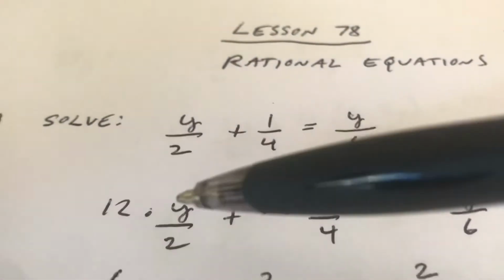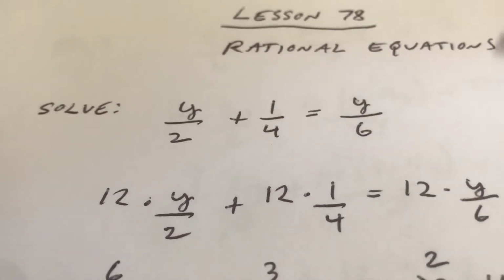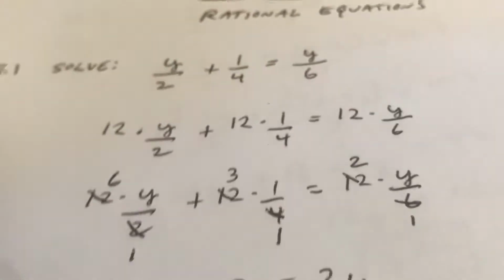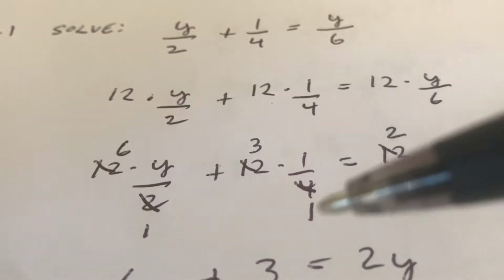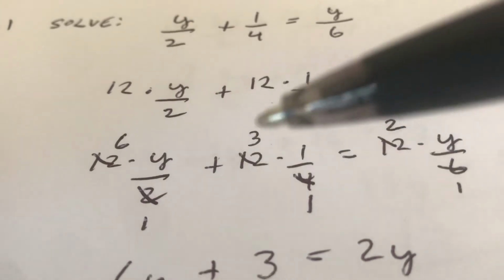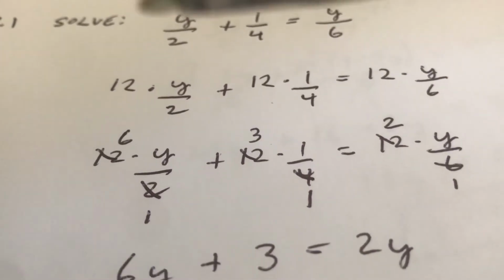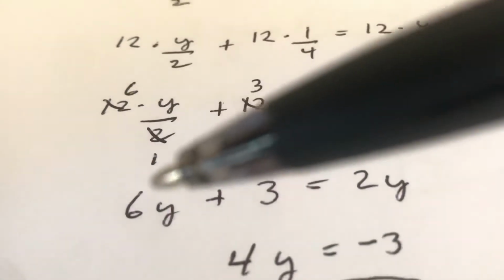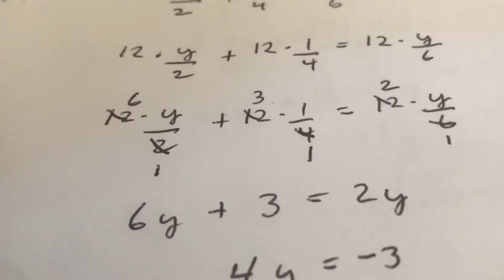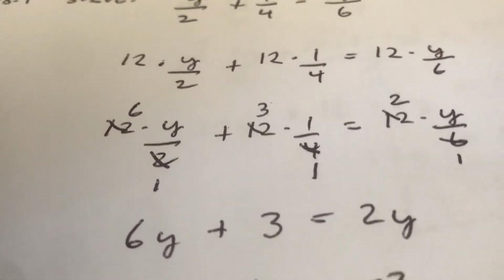So what I do is I multiply each term by 12. And then what happens is I can cancel. 2 goes in 6 times, 4 goes in 3 times, 6 goes in once, so I cancel. And when the denominator is 1, you don't have to write it. So I end up with 6y plus 3 equals 2y. So it's the same problem without fractions.